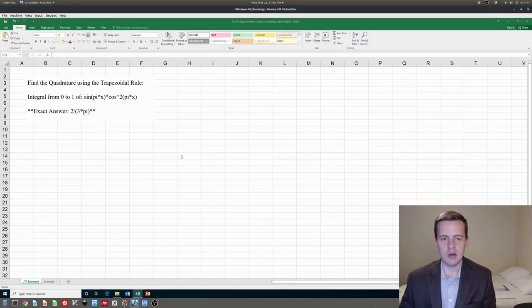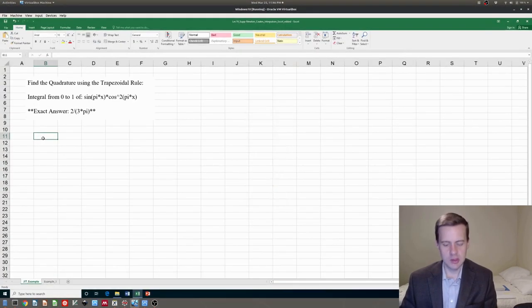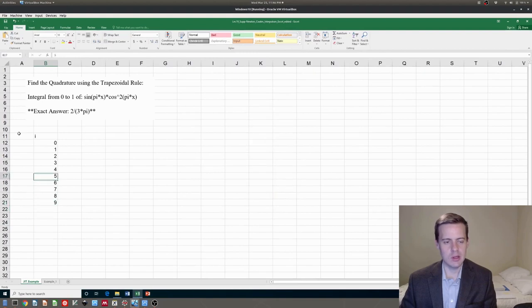All right, so that's the case for Python. Let me scroll down here, and let's do the same thing for Excel. So in the Excel case, note that the first thing I did here was I set up a linearly spaced array. So let me set up I from 0, 1, 2, down to 9, right? Because if I have 10 points, I'm only going to go to 9 right there.